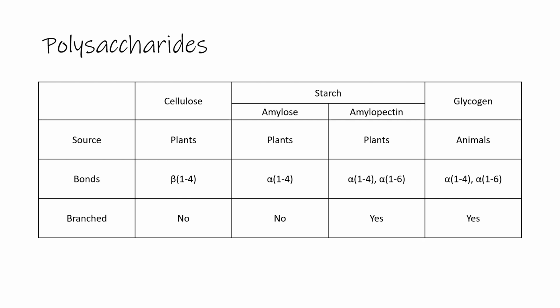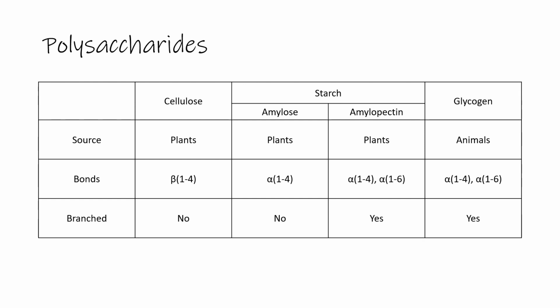Let's start with the source. For cellulose and starch, those are going to come from plants, and for glycogen, that's going to come from animals. For the bonds, cellulose has the beta-1,4 bond, which we said was impossible for humans to break down naturally. We don't have the enzyme in our bodies to break down the beta-1,4.